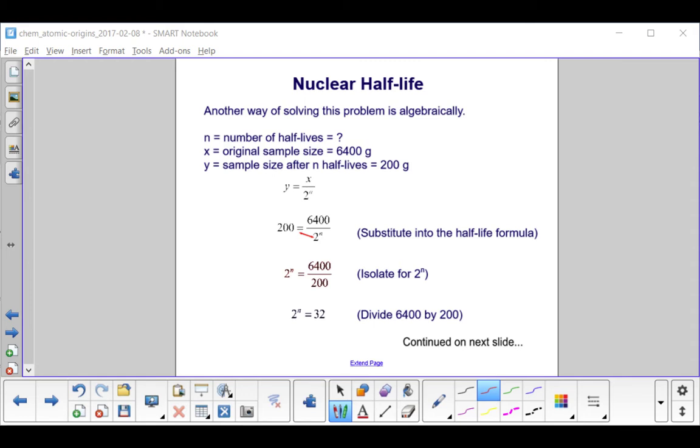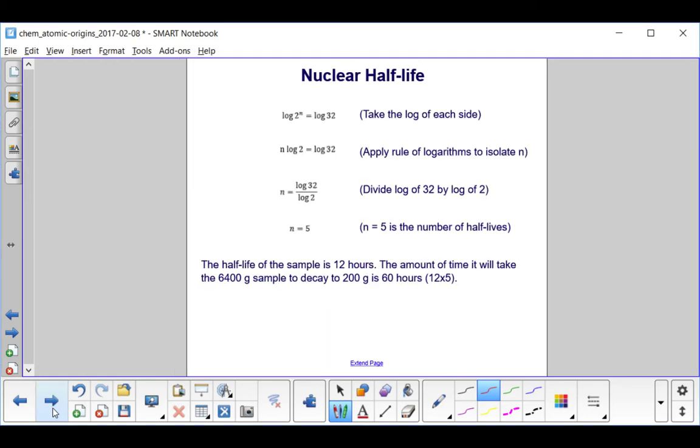So I do a little rearranging to isolate for 2 to the n, and 6,400 over 200 is 32. So I have 2 to the n equals 32. When I have an exponent that I'm looking to solve for, the only way to do it is some sort of log. And so I use the base 10 log. I take the log of both sides. And what that does is allow the n to come down from the exponent. So n log of 2 is equal to the log of 32, just by taking the log of both sides.